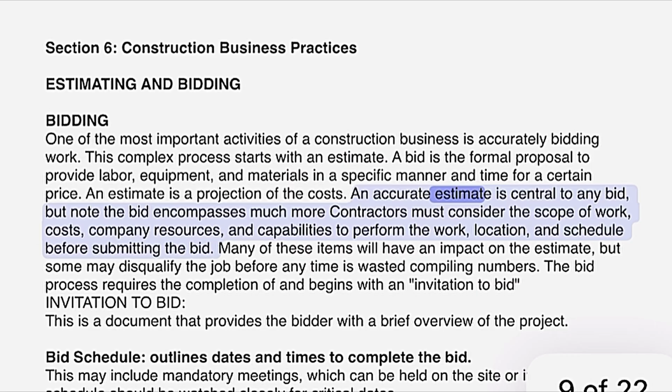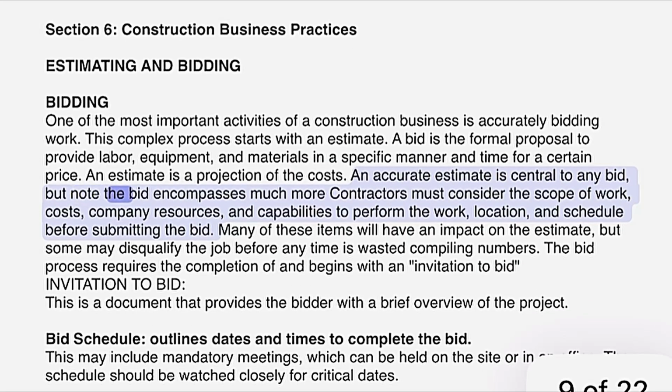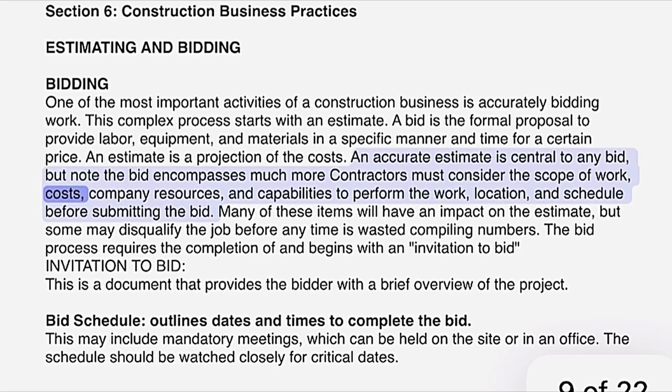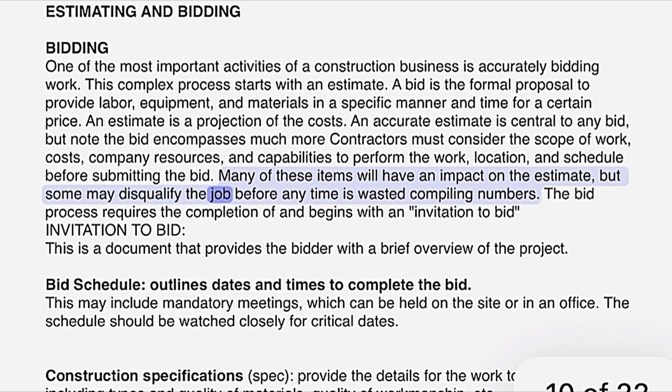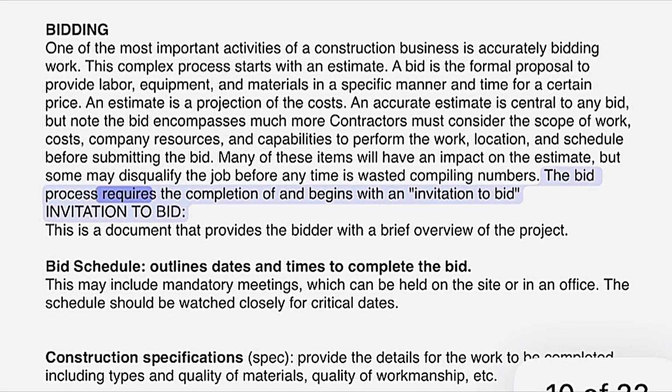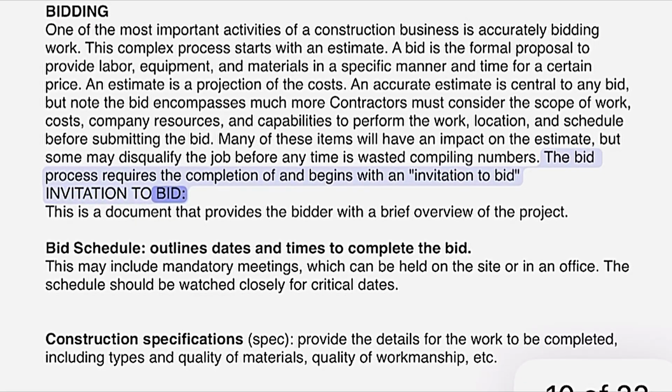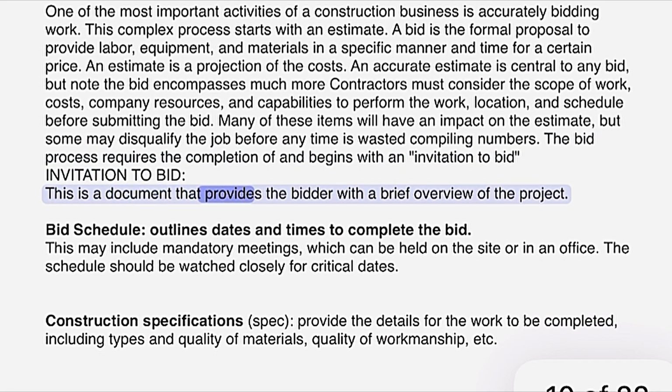An accurate estimate is central to any bid, but note the bid encompasses much more. Contractors must consider the scope of work, costs, company resources, and capabilities to perform the work, location, and schedule before submitting the bid. Many of these items will have an impact on the estimate, but some may disqualify the job before any time is wasted compiling numbers. The bid process begins with an invitation to bid. This is a document that provides the bidder with a brief overview of the project.